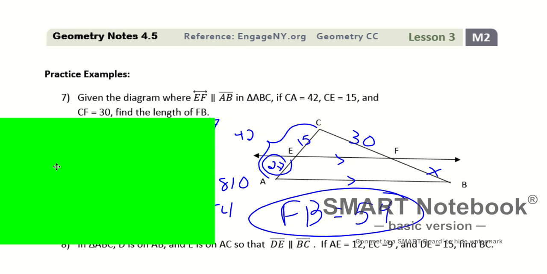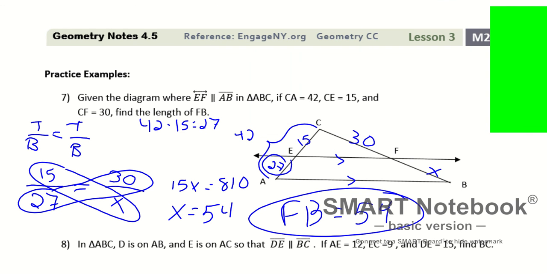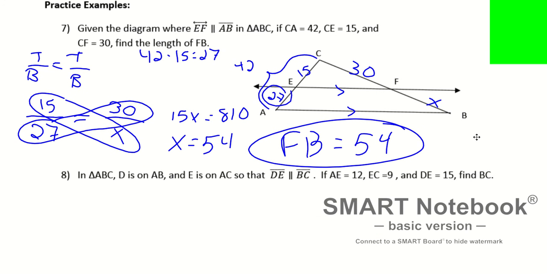All right, so here's my work on how I solved for my missing measure. I decided to go with top over bottom, and so I did 15 over 27 equals 30 over X, and I cross multiplied. That helped me find X equals 54, and thankfully FB was labeled as X, so once I found X, I knew I was done with the problem.